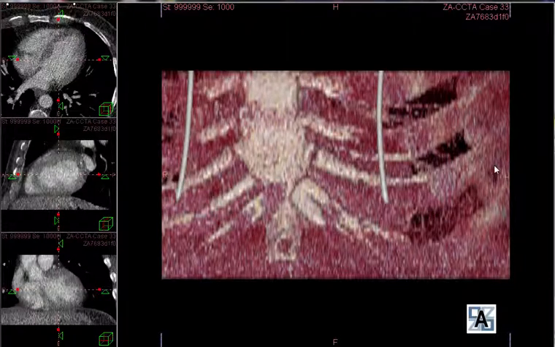This is CCTA case number 33. The history is a 55-year-old man with a long-standing history of hypertension and now has some excessive shortness of breath. This is a 10-phase study for evaluation of left ventricular and right ventricular function.